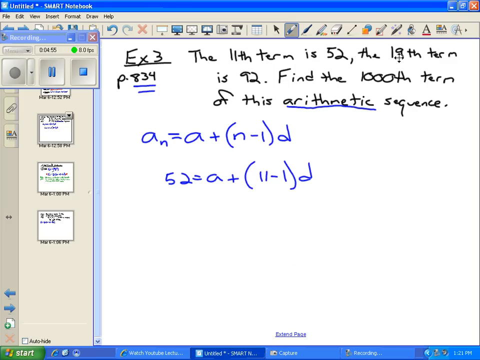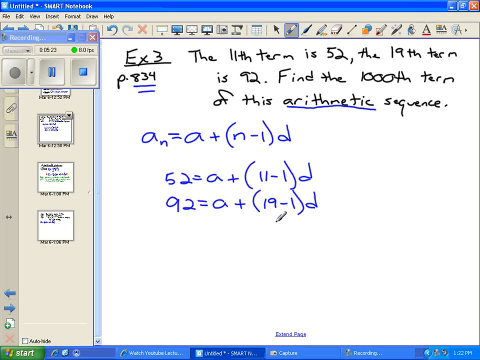Okay? I also know here the 19th term is 92. So when I plug in 19 here, I don't know what A is, I don't know what D is, but I know I'm going to get out 92. So let's write that down. So I don't know what A is. I know N here, when I get out 92, it says it's the 19th term, so 19 minus 1 times D.